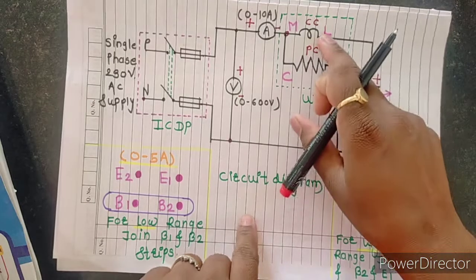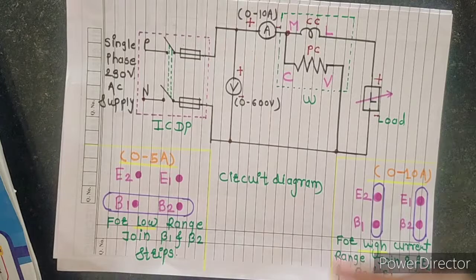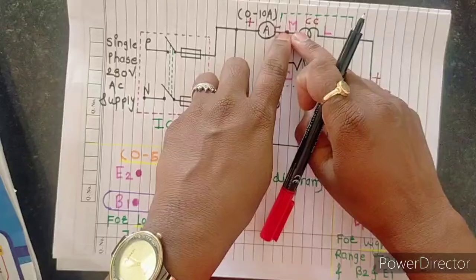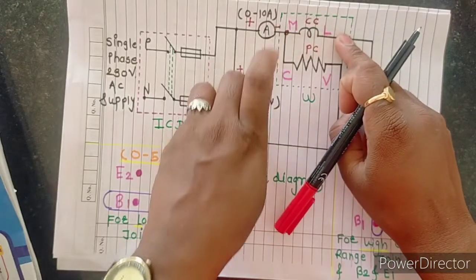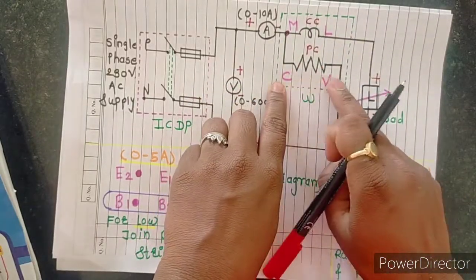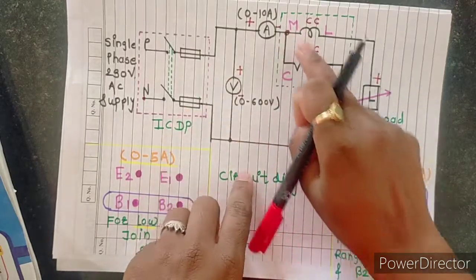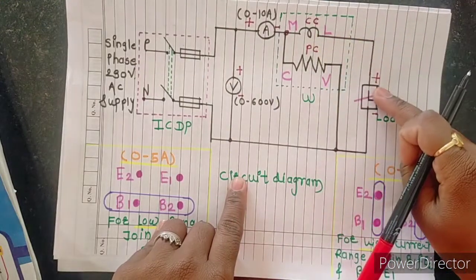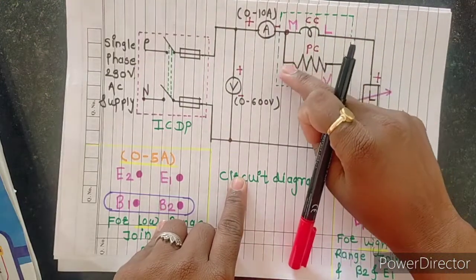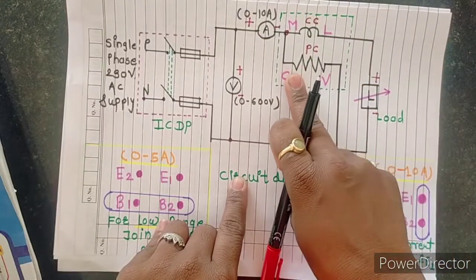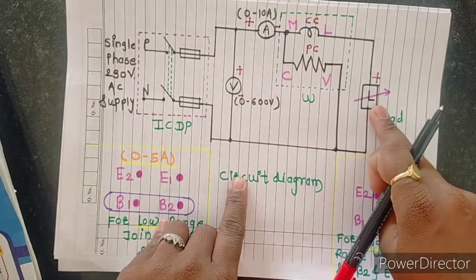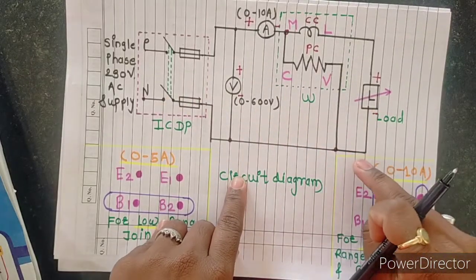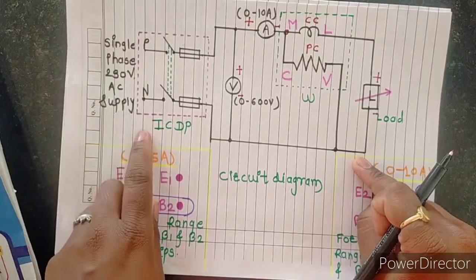Firstly, I am taking the electrodynamic type wattmeter. It has mainly two coils, the current coil and the pressure coil. The current coil has two terminals M and L, and the pressure coil has two terminals C and V. The M terminal should be connected to the main supply. Next, L should be connected to the positive of the load. M and C terminals are always short circuited, and the V terminal should be connected to the neutral point or negative of the load. From the start we will see the connection.